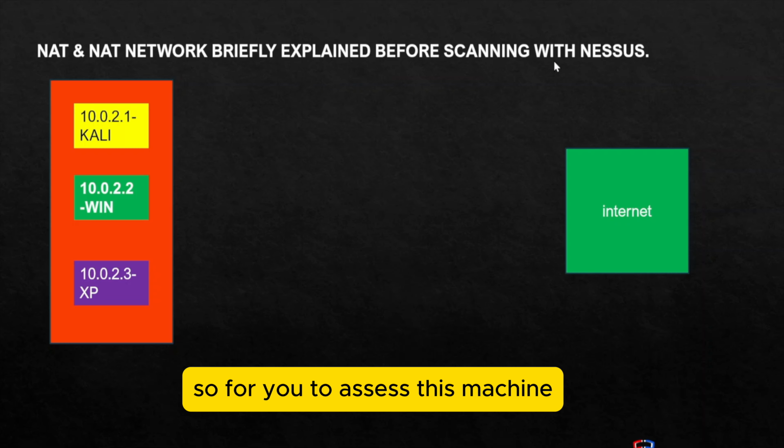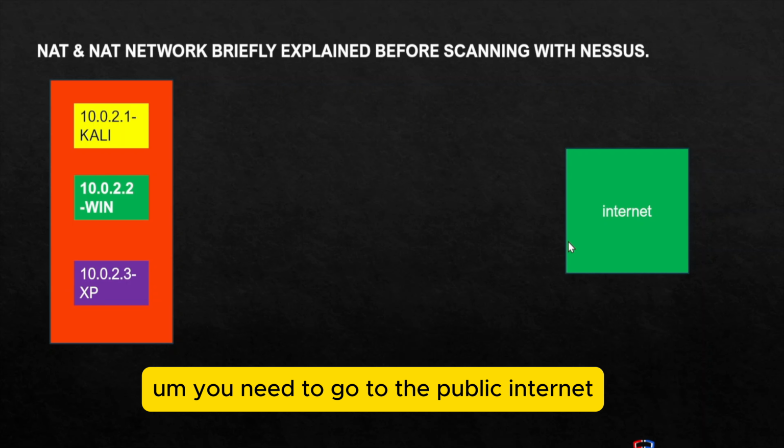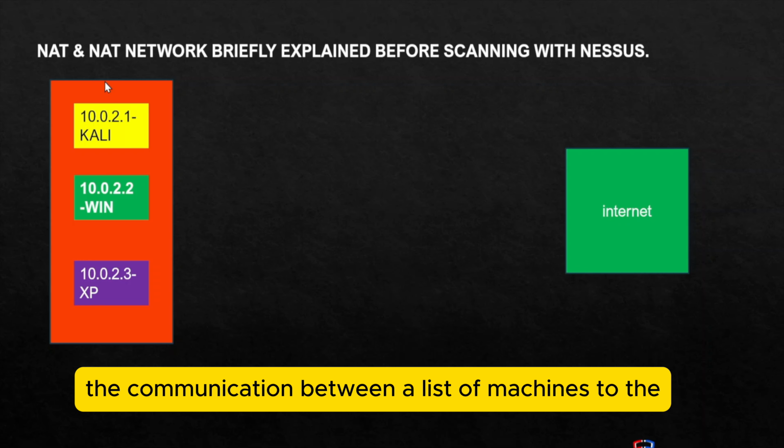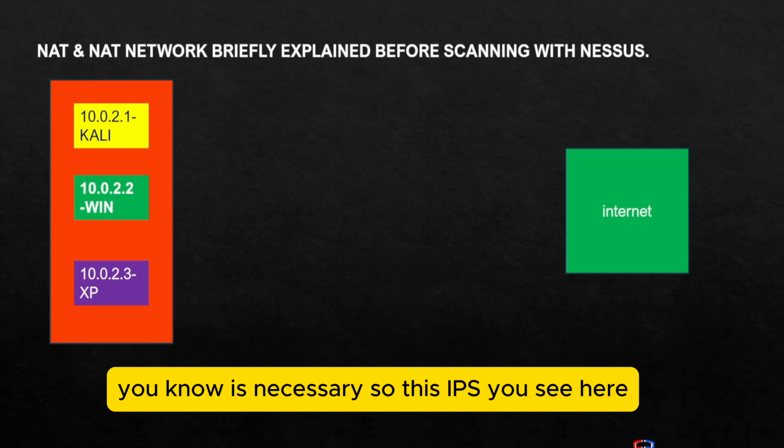So for you to access these machines from your locally installed VirtualBox operating systems, you need to go to the public internet. Now, how is this possible? The communication between a list of machines and the public internet. That's where the NAT, which is the Network Address Translation, is necessary.